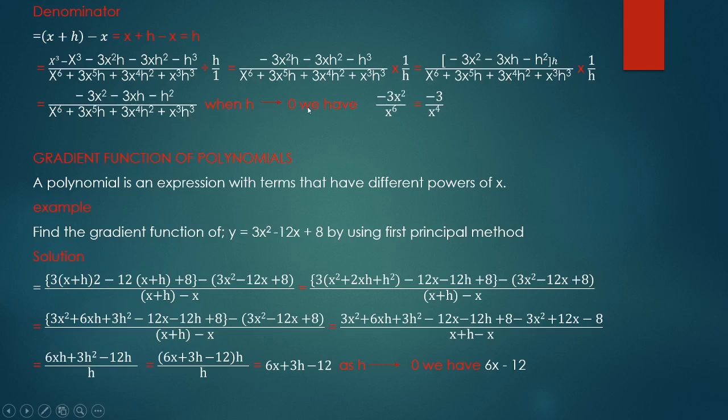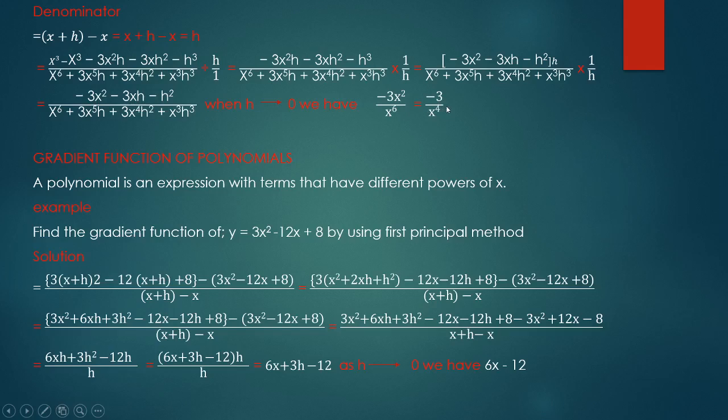And when h tends to 0, remember, where we have an h, we put a 0. It will be 0 here, 0. So we shall remain with negative 3x squared all over all these. There is h here, it becomes 0. It remains x power 6. Now, this one can cancel out. x goes into x power 6, x power 4 times. So x comes here, x power 4 times.